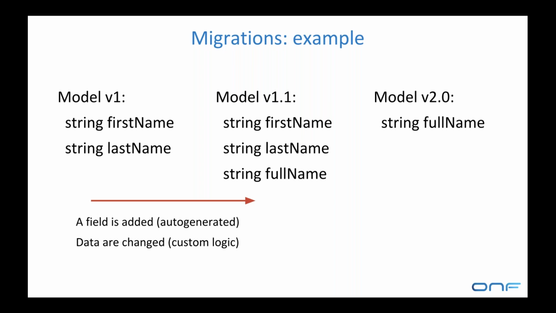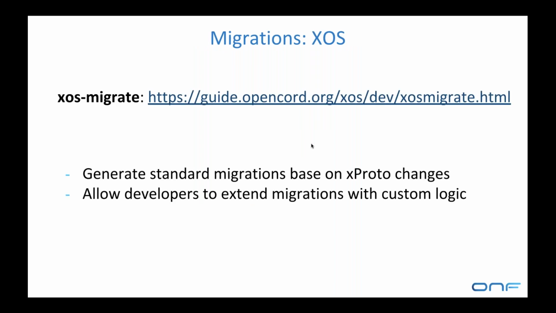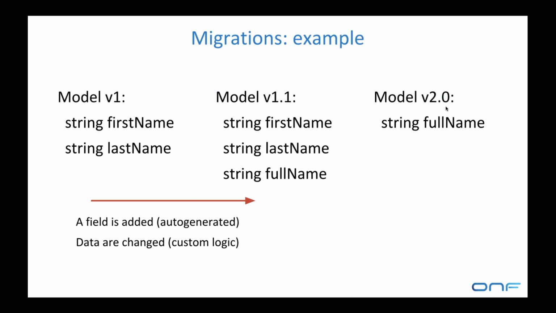When we do then a new migration, we now have the full name. We don't need the first and last because we don't need those details anymore for any reason. So we just auto-generate a migration that is going to remove the two names.